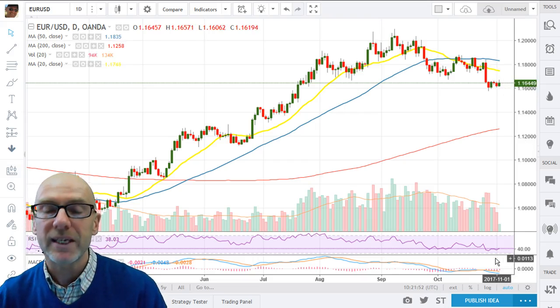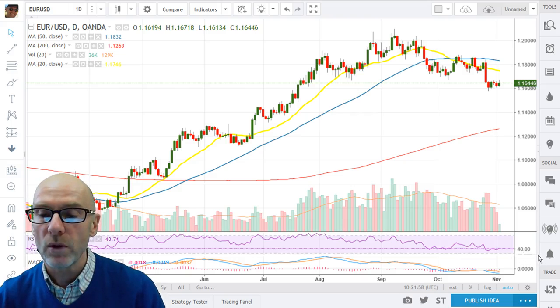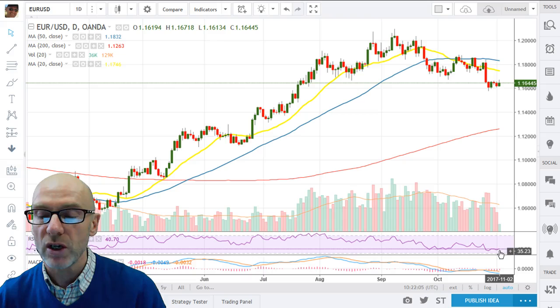The momentum again is negative. We're below 50, presently 40.74. There's a slight bottoming picture here, which we'll talk more about when we look at the 4-hour chart, but it's below 50. MACD tracking below 0 and tracking down, and are still indicative of negative momentum and are shouting a sell.